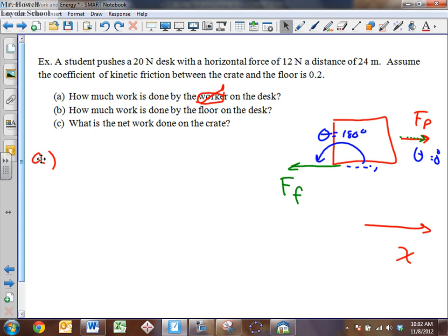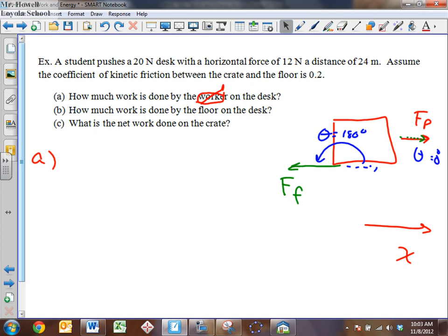But when I go to part B, it says how much work is done by the floor on the desk. What kind of work does the floor exert? Well, it exerts a normal force upward, yes. But what does the floor do to stop the motion? It applies friction. So for part B, we're going to use a theta of 180, because FF is what's doing the work. Again, the work done by the floor is frictional. The work done by the student is the push, the actual push.